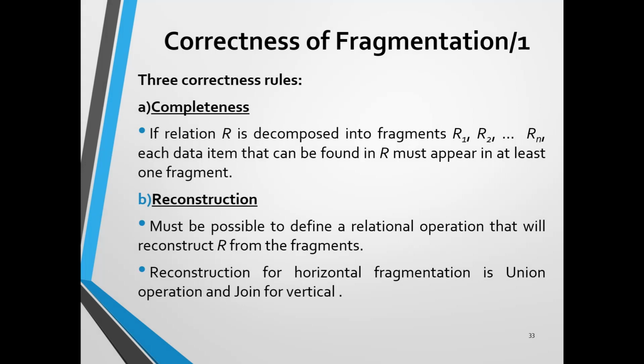Correctness of fragmentation, 3 correctness rules. Number 1, we have completeness. If relation R is decomposed into fragments R1, R2, until Rn, each data item that can be found in R must appear in at least one fragment.